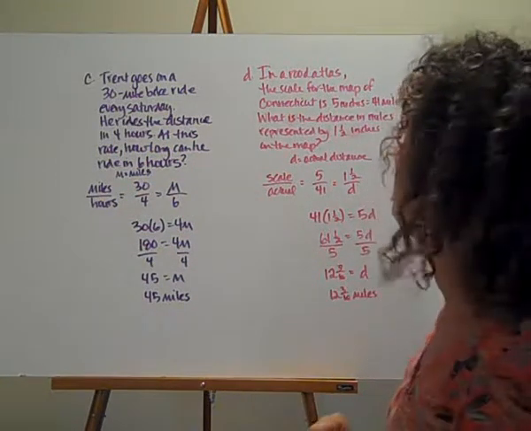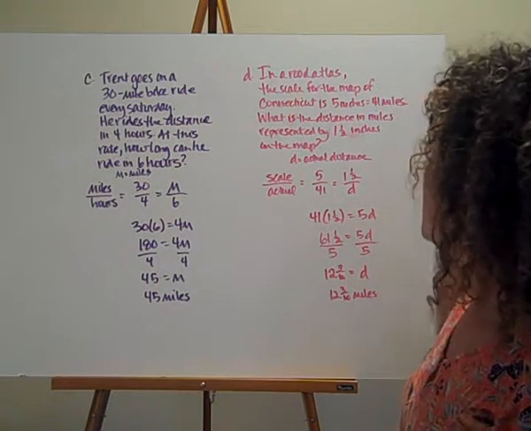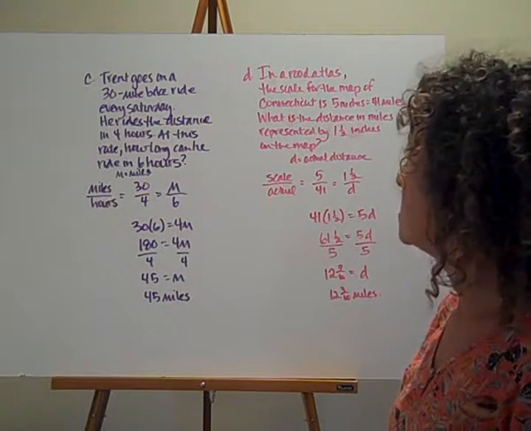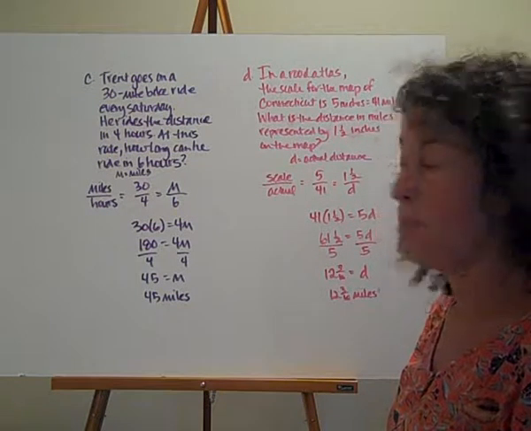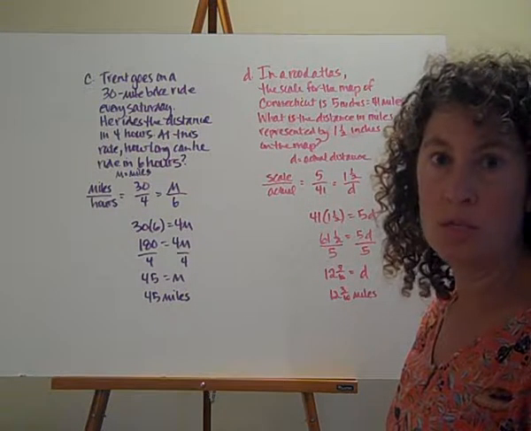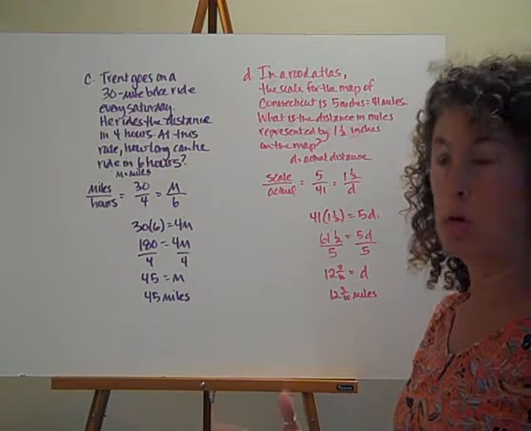And our last word problem. In a road atlas, the scale for the map of Connecticut is 5 inches equals 41 miles. What is the distance in miles represented by 1.5 inches on the map? Again, I'm going to define my variable. I'm going to use d as the actual distance. We have the distance on the map, but then we actually have the distance in actual Connecticut.